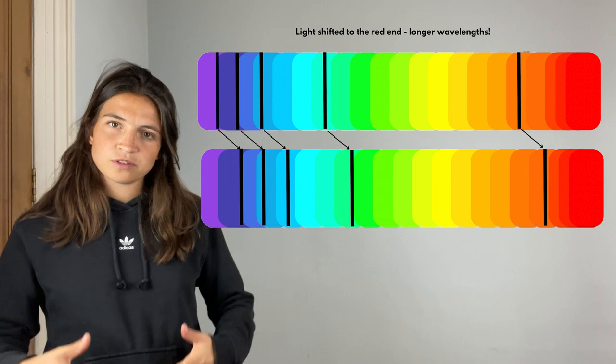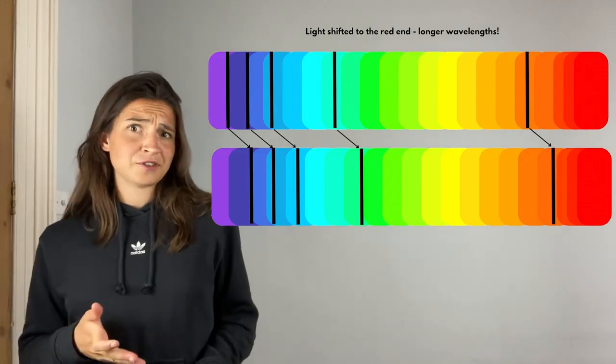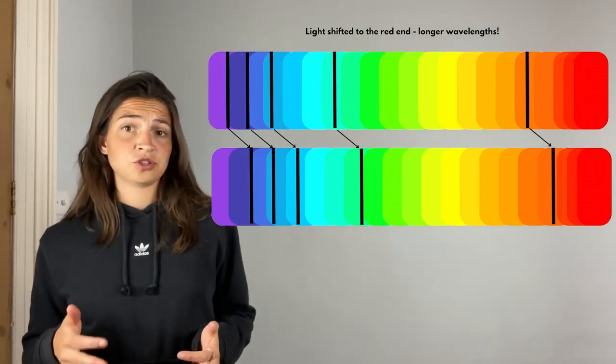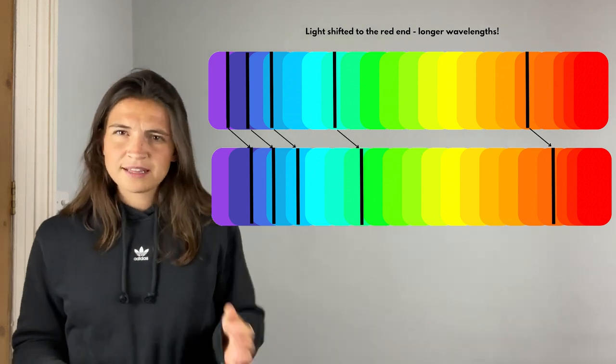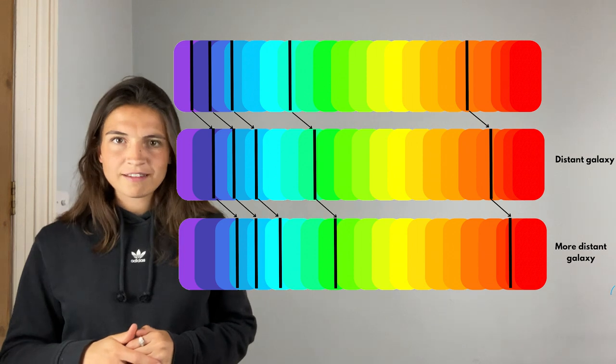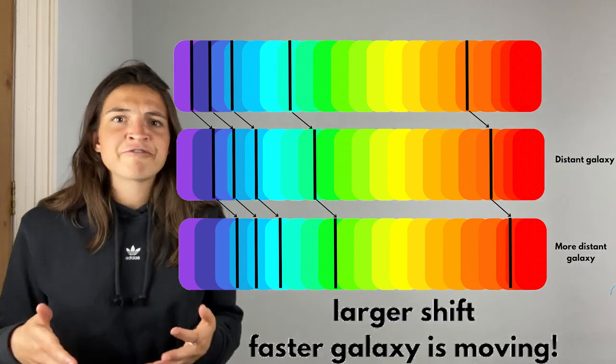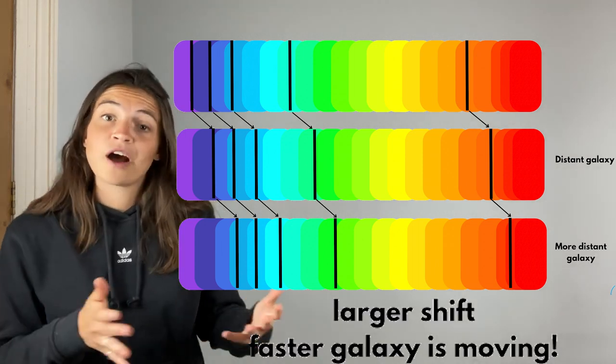The red end corresponds to longer wavelengths, smaller frequencies of light. Remember when we looked at the Doppler effect and my ambulance earlier? When my ambulance was moving away, I got these longer wavelengths and lower frequencies of sound. So since I've got the same thing here, longer wavelengths and lower frequencies, this tells me that those galaxies are moving away from me. And if I look at a more distant galaxy, I see that this effect is even bigger. And the larger this shift is, the faster this thing is moving away from me.